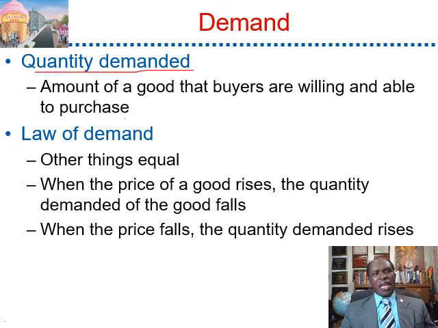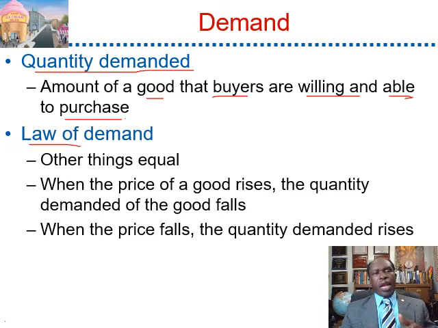Quantity demanded is the amount of the good that buyers are willing and able to purchase. For instance, you buy 5 gallons of milk per week, or you're making your car payment every 15 days, or you're making your rent or mortgage payment once a month.